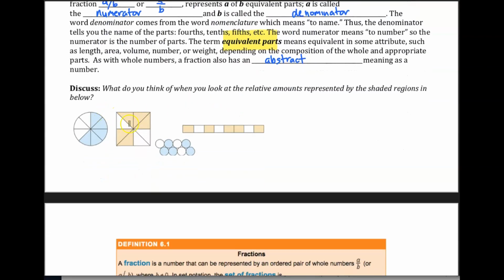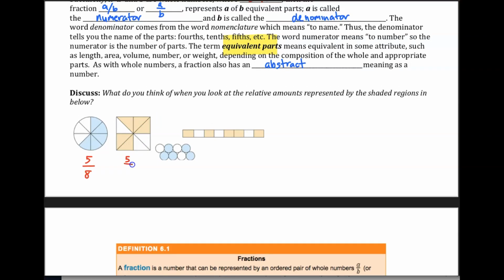We'll talk about what equivalent parts means as it pertains to fractions. So looking at this, what do you think of when you look at the relative amounts represented by the shaded regions below? If you look carefully, we see the whole is broken into 8 parts. What I see here on this one is 5/8 shaded. Same thing here, these are equivalent parts where I see there are 8 pieces. And again, this is 5/8.